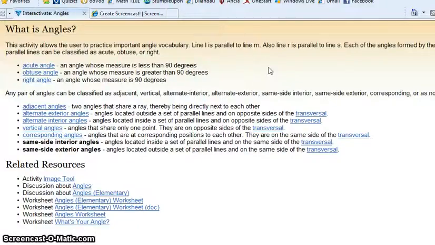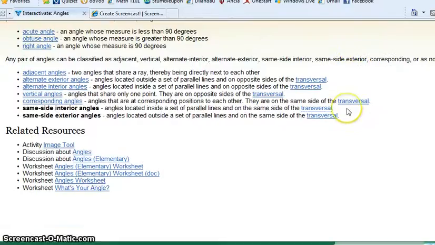Other than that, you also have this pairs of angles, which I would love for you guys to take a look at, because this is going to be on the next thing that we do. I want you guys to read over this, but I'll go over it as well. Adjacent angles are 2 angles that share a ray, thereby being directly next to each other. So they're right next to each other. Alternate exterior are angles located outside of a set of parallel lines on the opposite side of the transversal. And the transversal is the one that intersects.